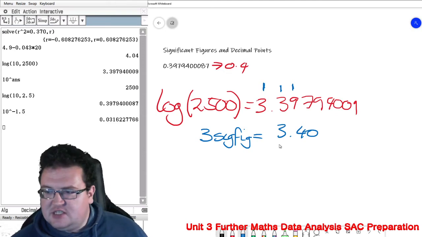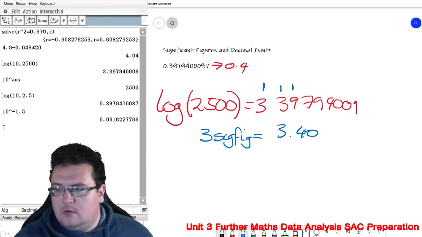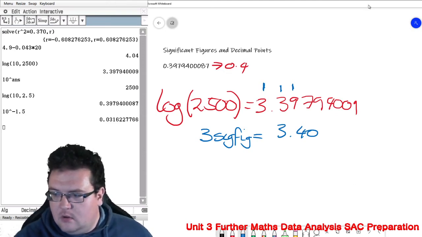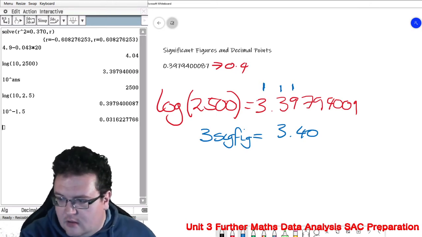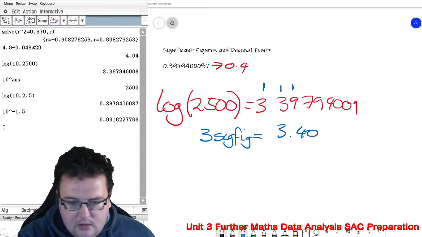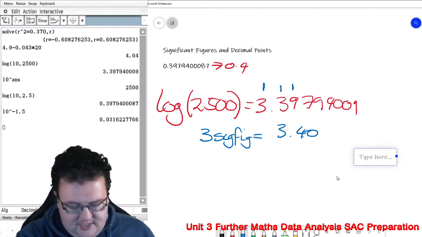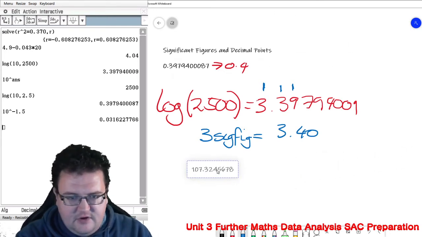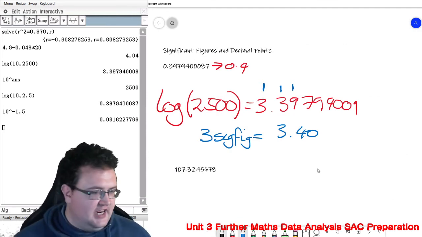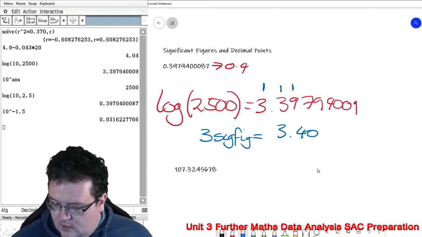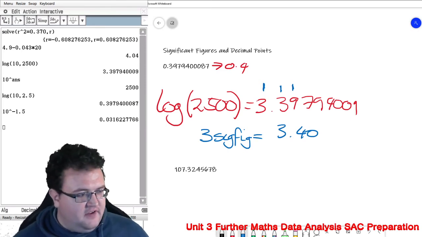Where significant figures can get... Can I round this to 3 significant figures? Yes, I can. So, student has just pasted in the chat a thing that my thing wants to do as an actual telephone number, because it looks like a telephone number. So I've got here 107.3245678. Cool. And he wants it to 3 significant figures.